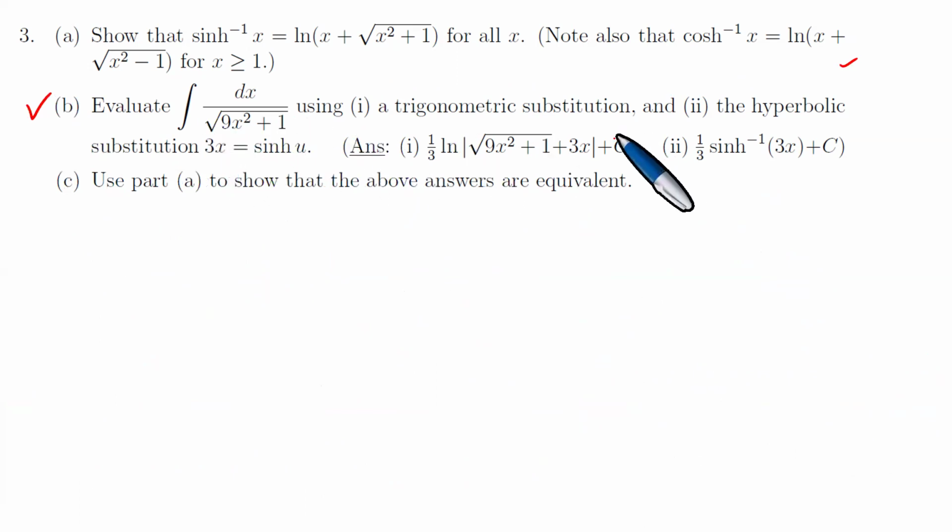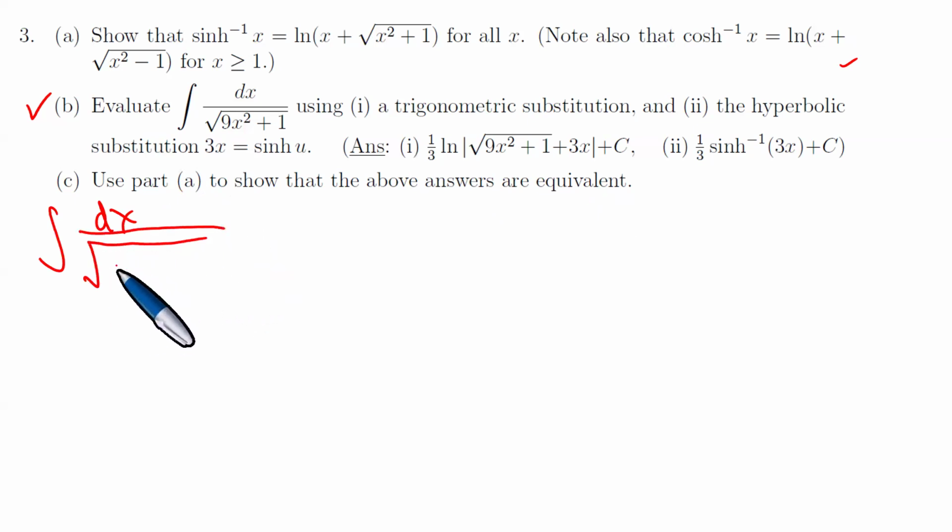Evaluate using the trigonometric substitution. And this is the hyperbolic substitution. Which is dx divided by the square root of 9x squared plus 1. Right, and so to evaluate this particular integral, what exactly do we do here?